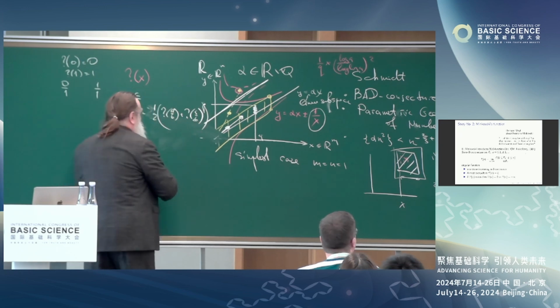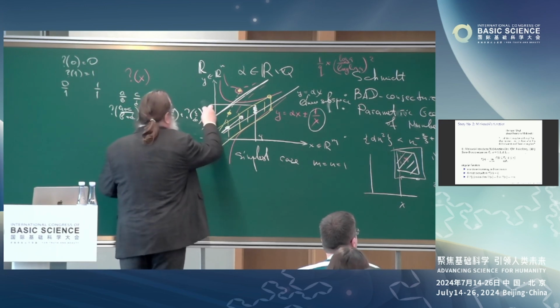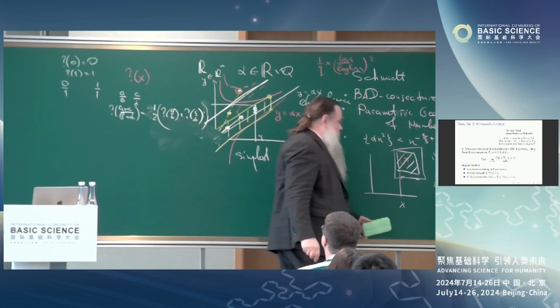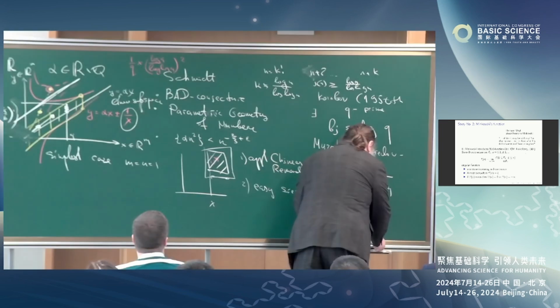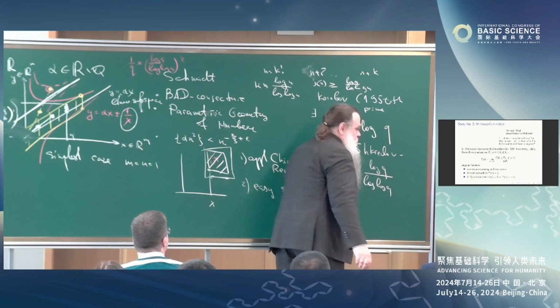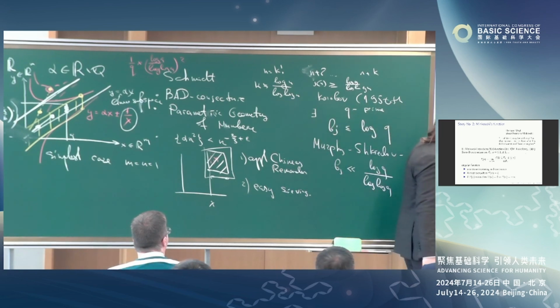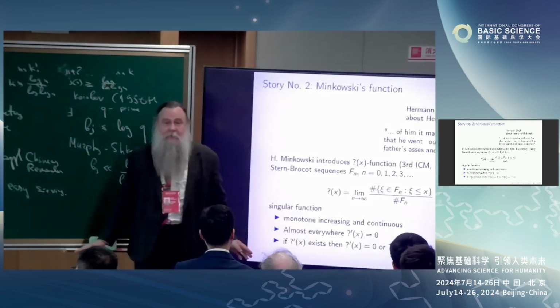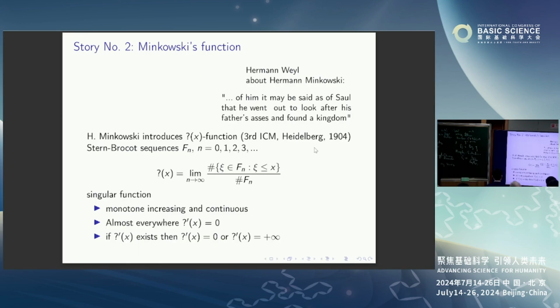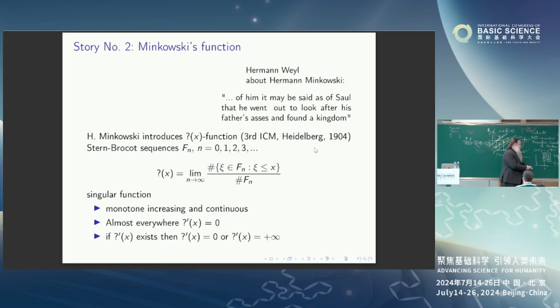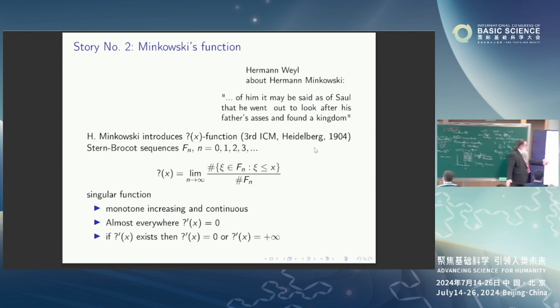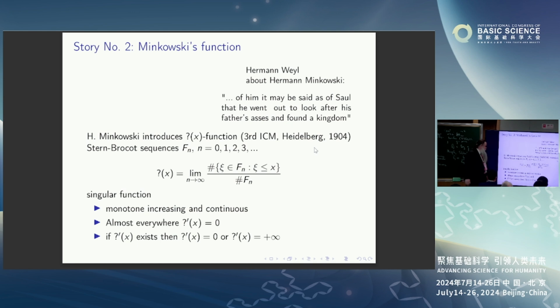So this formula gives an alternative definition. Here I wrote a definition in terms of the distribution function of the Stern-Brocot sequence. On my next slide, I will explain what it means. Now I will just say that, as it is an asymptotic distribution function, it is clear that it is monotone. Continuity, you should prove continuity.